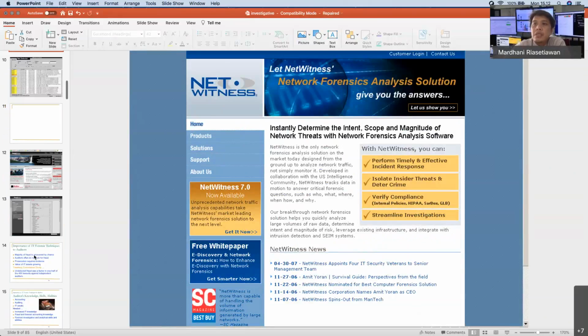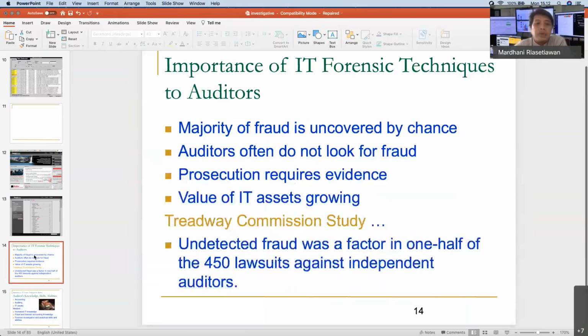I will jump to this one. As auditors, we will need IT forensic techniques to prepare for that situation, because the majority of fraud is uncovered by chance. Sometimes it is like going to a running competition, but unfortunately the competitor runs faster than us. So we need to see that fraud is always growing and has a unique approach every time.